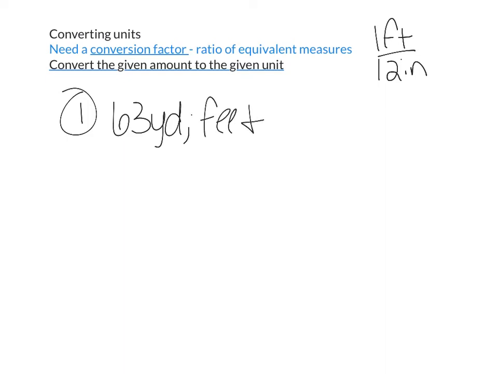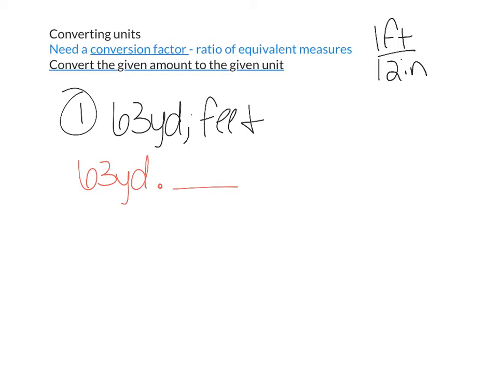So here's what you're going to do. You're going to take that 63 yards, the unit you're trying to convert, and multiply by your conversion factor. Now, your conversion factor is going to be a fraction, a rate, so I need two different units. And I know that I want to go from yards to feet.